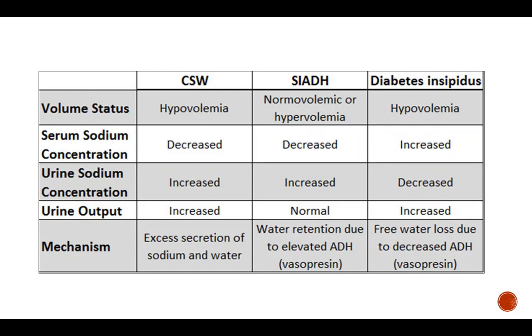So in cerebral salt wasting, the volume status will be hypovolemic, as well as in diabetes insipidus, but we can differentiate between them by the serum sodium concentration. It will be increased in DI and decreased in cerebral salt wasting. The urine sodium concentration is decreased in diabetes insipidus patients, but it will be normal to increased in SIADH and cerebral salt wasting. Urine output is normal in SIADH patients, and sometimes it will be low, but it will be increased in diabetes insipidus and cerebral salt wasting.